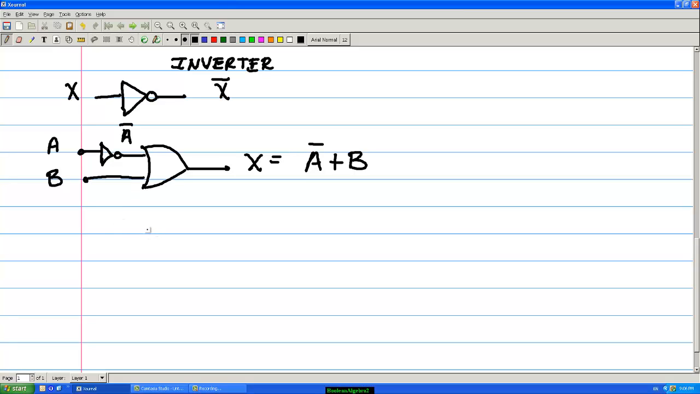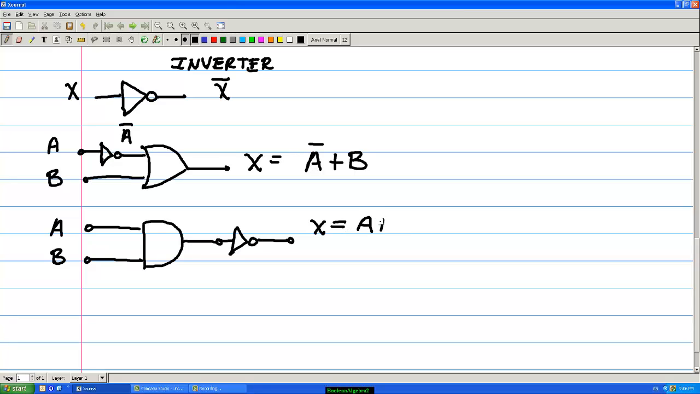Another example, if we had another two-input AND gate, and we had, again, inputs A and B, but the output had an inverter on it. The output here would be described as X is equal to A and B, not. Now notice the bar goes over A and B together because the output of the whole AND gate is inverted here.